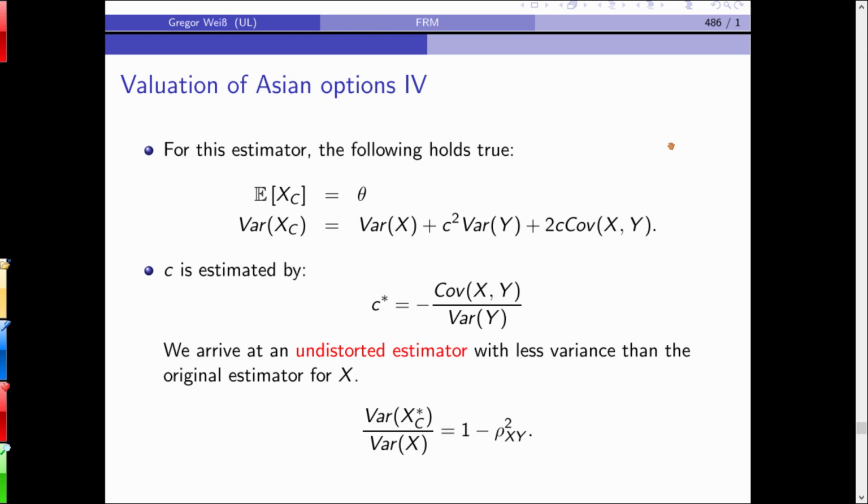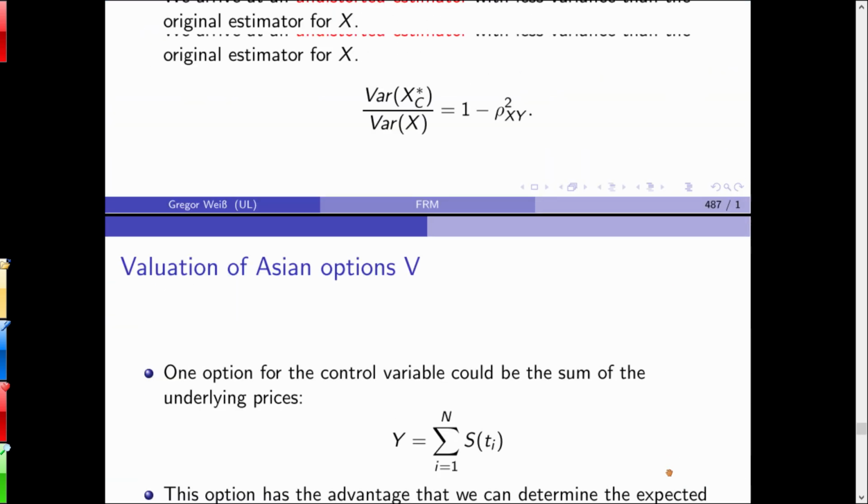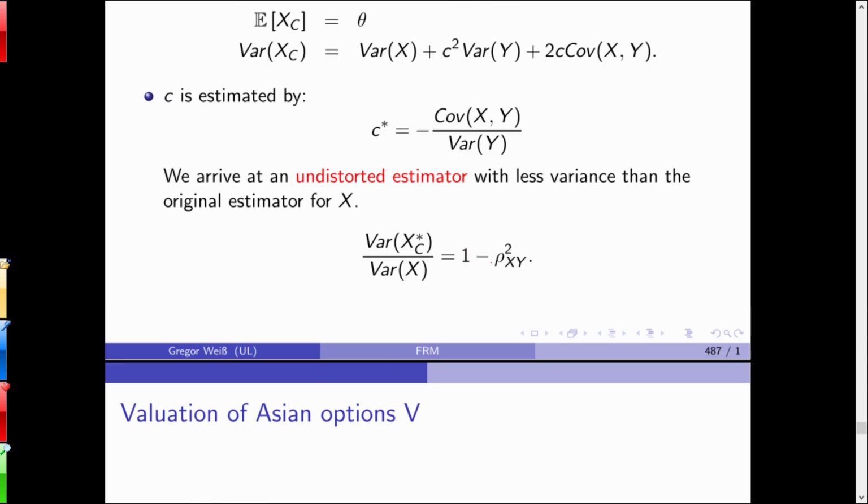and if we have positive correlation, you can see that rho is between -1 and 1. If you square it, it will be less than 1, but it will be positive or 0. And then you can simply see that the variance of xc star is reduced compared to the variance of x. Is this clear?